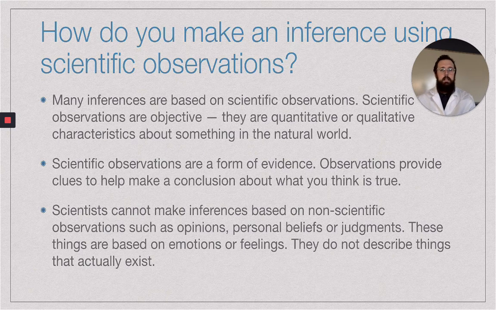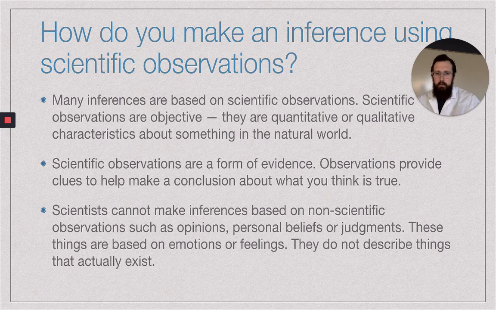And a qualitative characteristic is using our five senses. What does it feel like? What does it taste like? What does it smell like? What does it look like? What does it sound like? Using all of your five senses to create these characteristics. So scientific observations are a form of evidence. Observations provide clues to help make a conclusion about what you think is true.